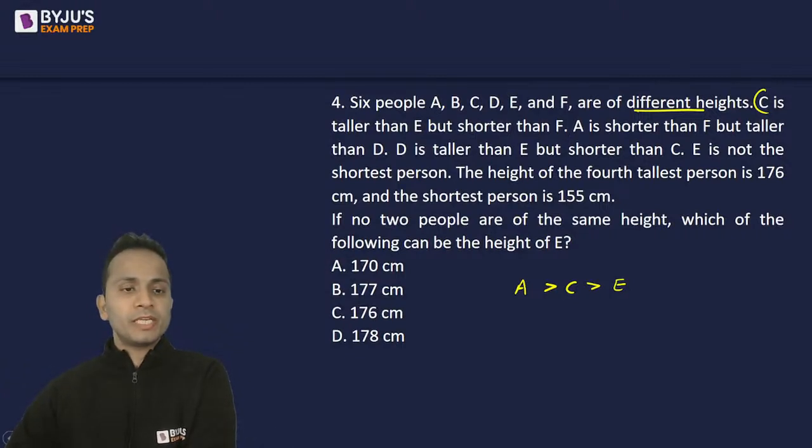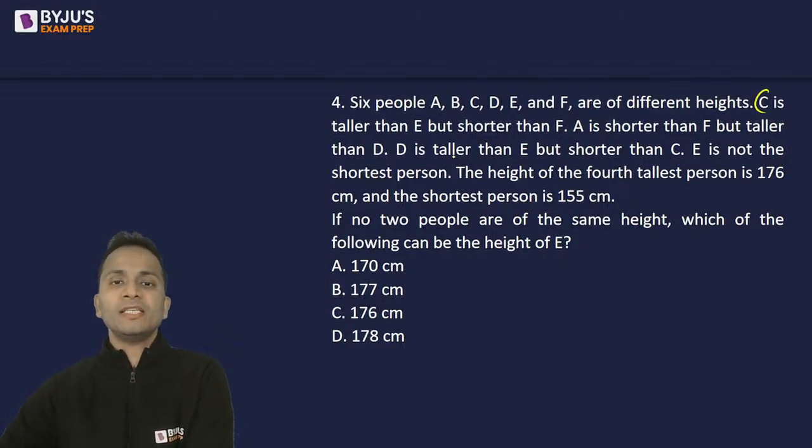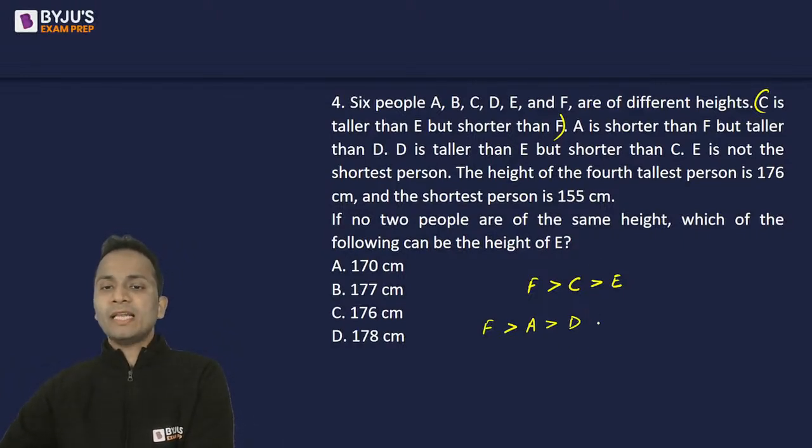Sorry, I made a mistake. I'll erase all of it. Let's write it again. C is taller than E, but shorter than F. Shorter than F. Done up till this part. Now A is shorter than F. But A is taller than D. D is taller than E, but D is shorter than C.